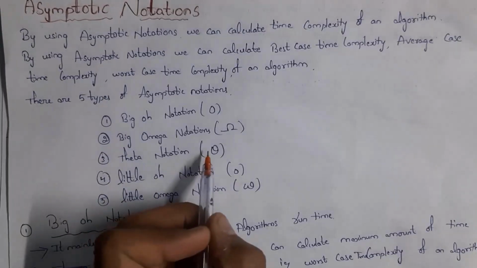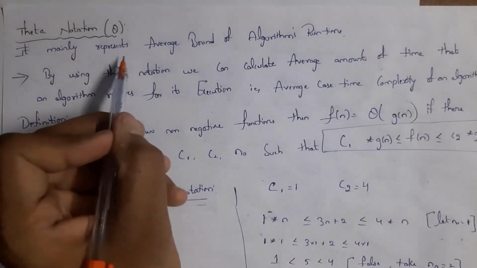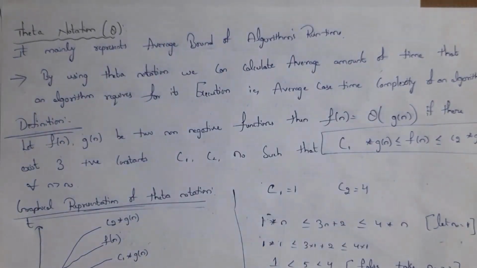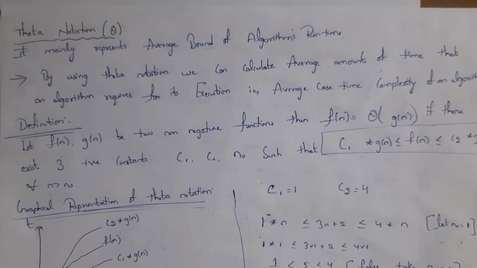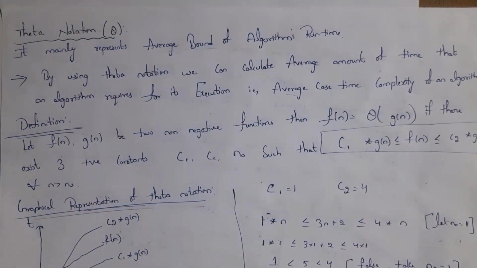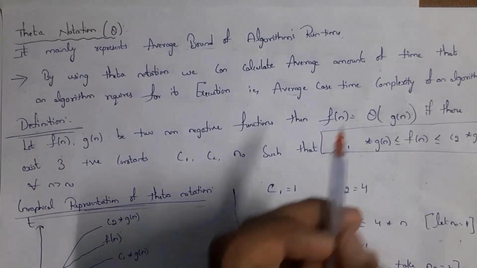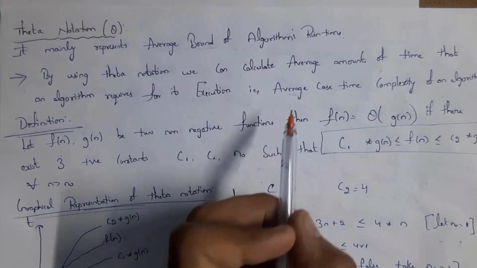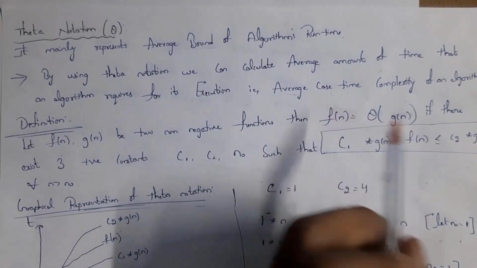Third one is theta notation. Theta notation is mainly used to represent the average bound of an algorithm, and by using theta notation we can calculate the average case time complexity. Average case time complexity means the average amount of time that an algorithm requires for execution. By using theta notation, we can calculate the average case time complexity of an algorithm.